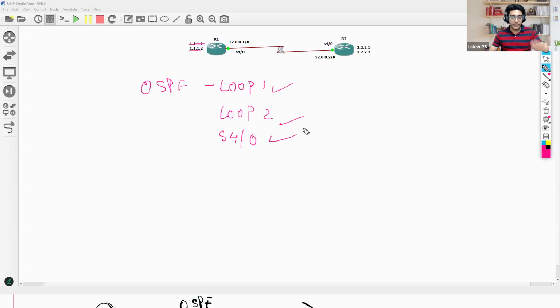On these three interfaces, all the networks that we are choosing to advertise will be advertised through these OSPF interfaces as well. Loopback 1 interface will advertise loopback 2 IP and serial 4/0 IP as well. Loopback 2 interface will advertise loopback 2, loopback 1, and serial 4/0 IP as well. Serial 4/0 will advertise itself. It will also advertise loopback 1 and loopback 2 as well.